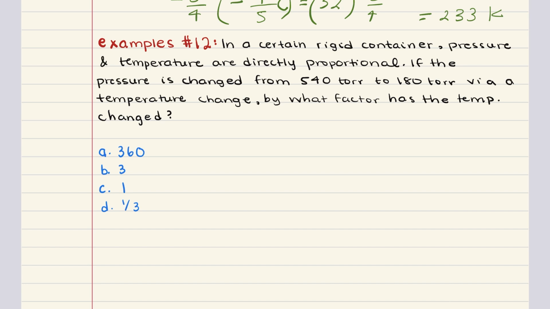The factor by which pressure changes can be calculated as P2 over P1. So this is 180 torr divided by 540 torr, and this gives us 1/3. Since pressure and temperature are directly proportional, the temperature will also change by the same factor. So that means the temperature decreases to 1/3 of its original value. The correct answer to problem 12 is answer choice D.